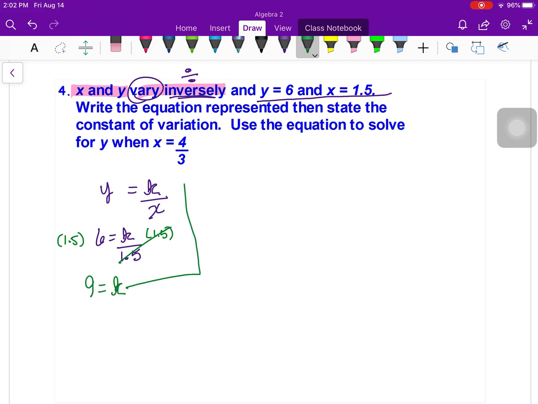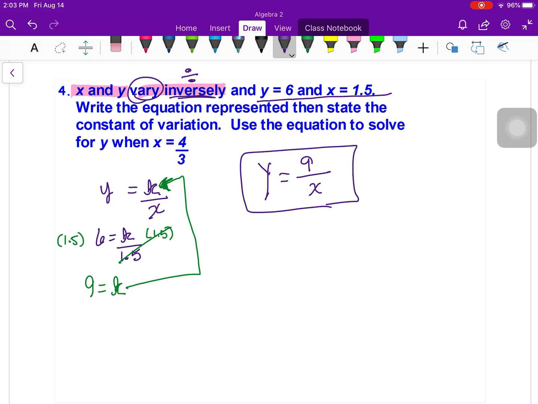Again, remember to substitute that k back into your original model. So I get y equals 9 divided by x. There I wrote my equation. It says state the constant of variation. Well, my constant of variation is 9. k equals 9.